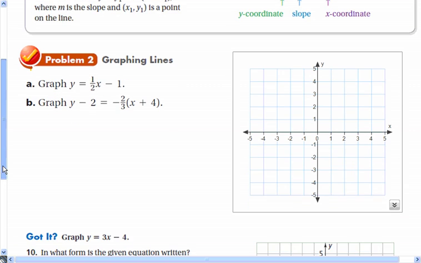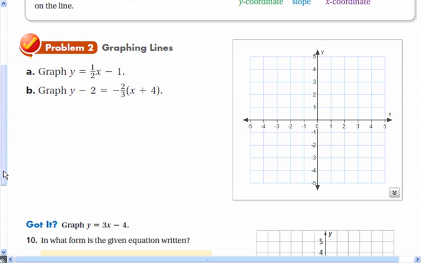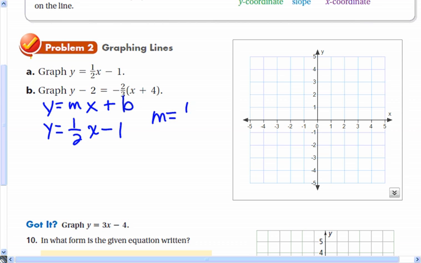So thinking about those forms of the equation, we can use those to graph the equation. If I look at A, y equals 1/2 x minus 1, this is written in slope-intercept form, which is y equals mx plus b, where m is the slope, so we know the slope is 1/2. And we can think of the 1 as the rise and the 2 as the run.